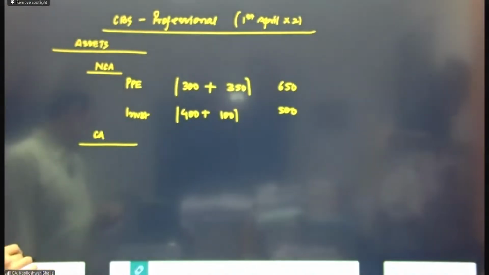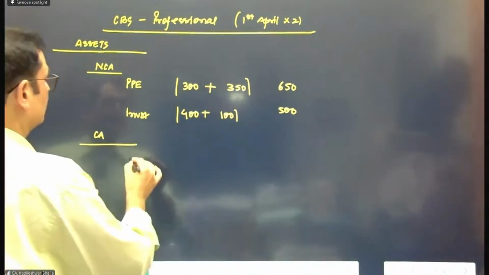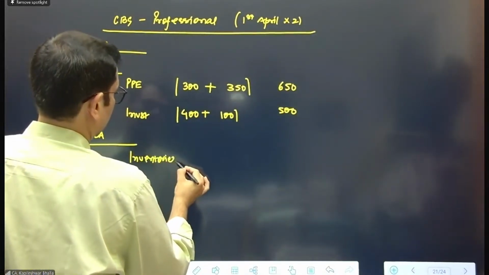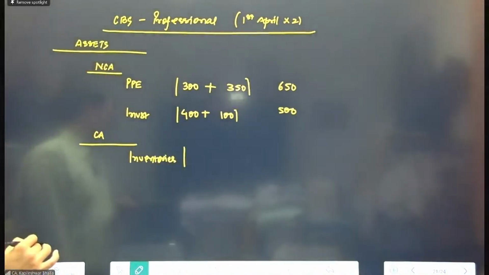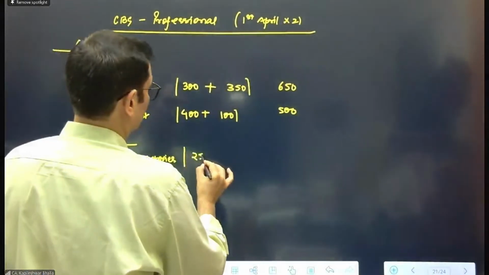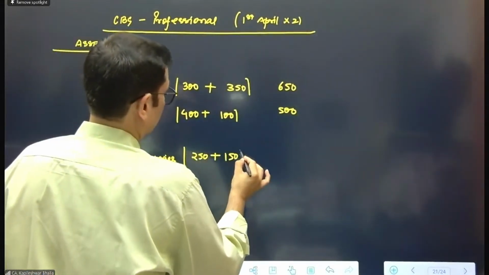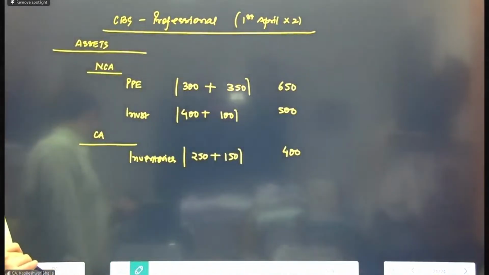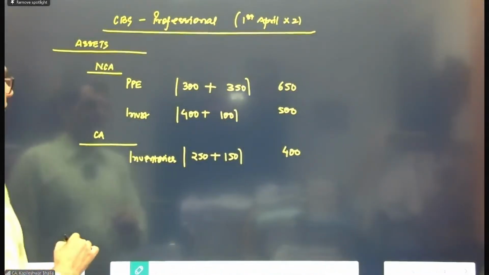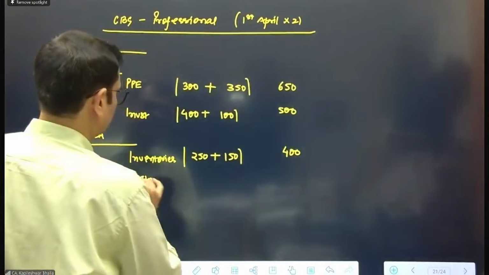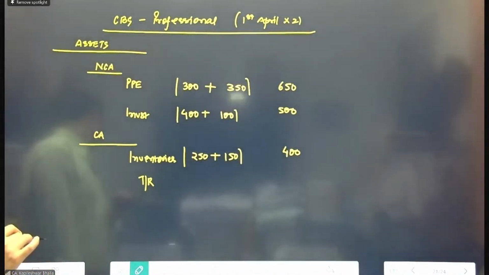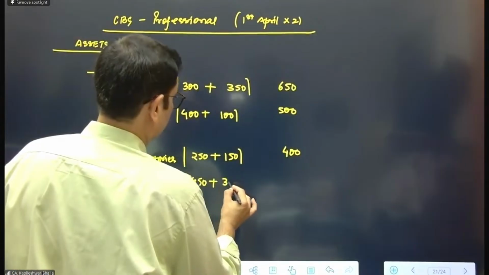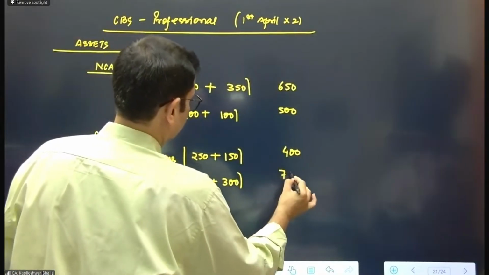Then let's take the current assets. So we've got the inventories, 250 plus 150. That's right. So in the balance sheet, it is 250, and in the acquisition entry, it is 150. That is 400. Trade receivable. Then we get the financial assets. That is trade receivable, 450 plus 300. In the acquisition entry, that is 750.